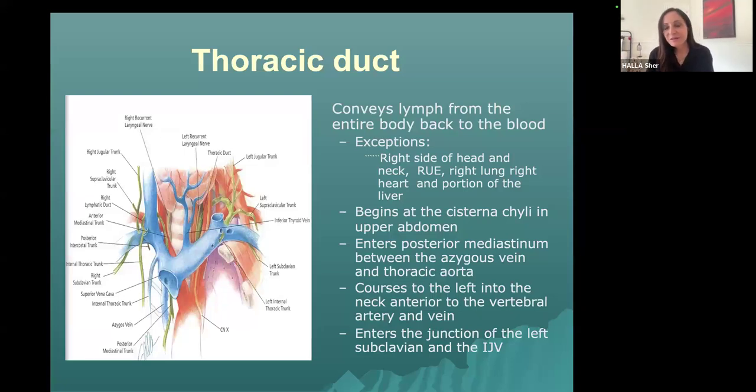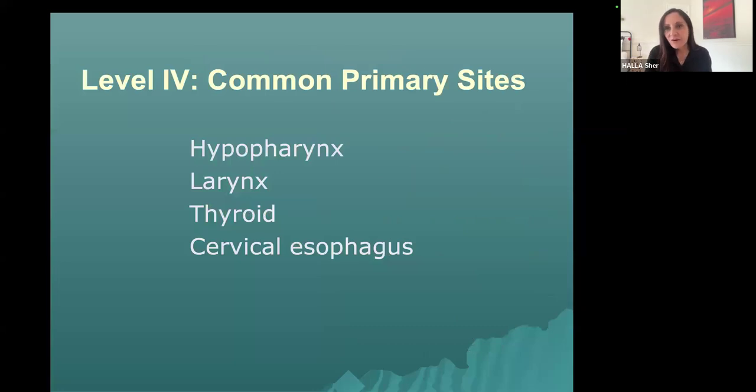And that can be managed either conservatively or sometimes requires a trip back to the operating room to control the leak. Level 4 common primary sites with metastasis to level 4 include the hypopharynx, the larynx, the thyroid gland, and the cervical esophagus.